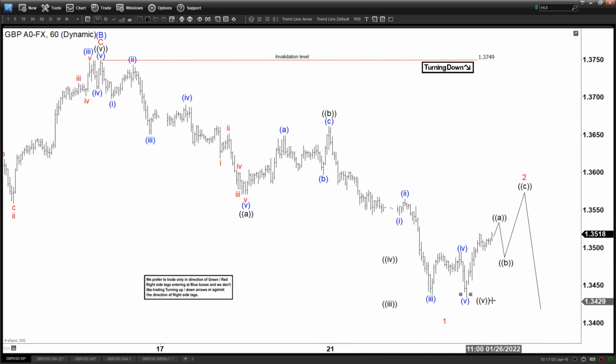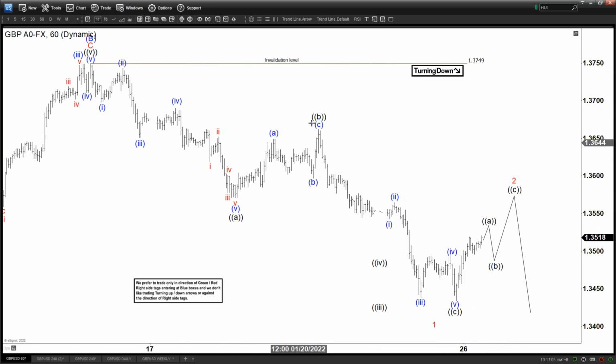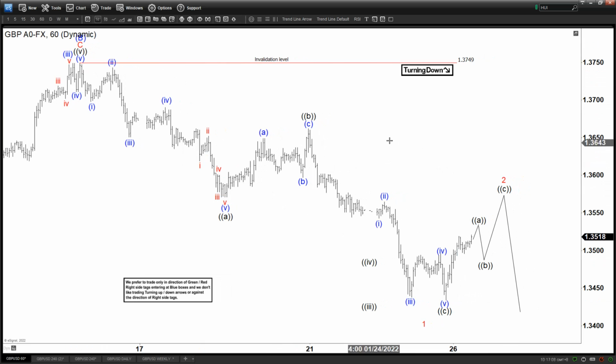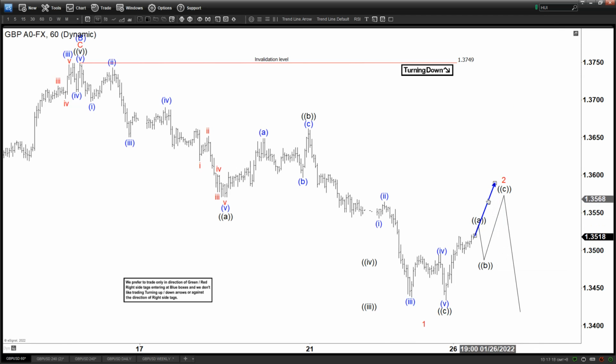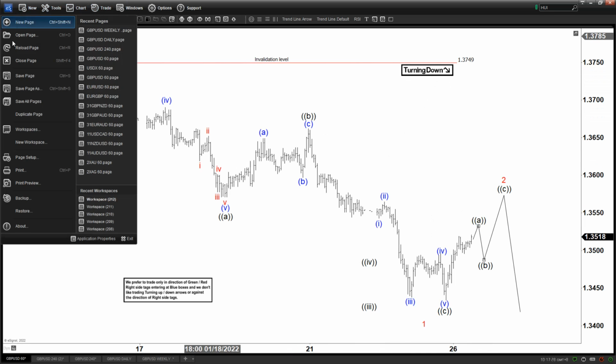So now, if this is in fact an ABC, then this is a correction, a 3-way correction, and then we can go up from here, starting a new impulsive leg to the upside, right? So that will be the alternate. Now, the pound doesn't give us a sequence, because if it did have a sequence, this arrow would be red in color and going down, right? So it doesn't give us any sequence.